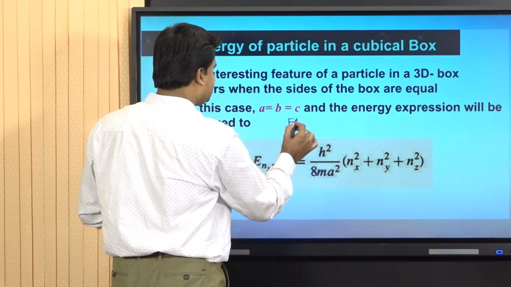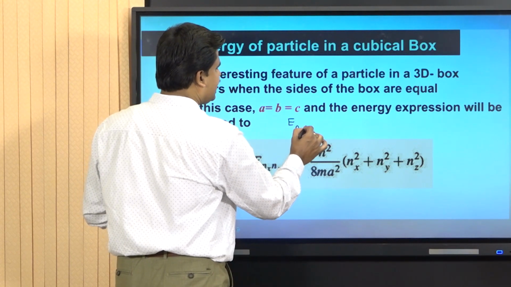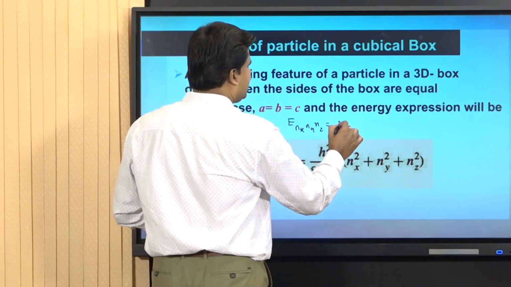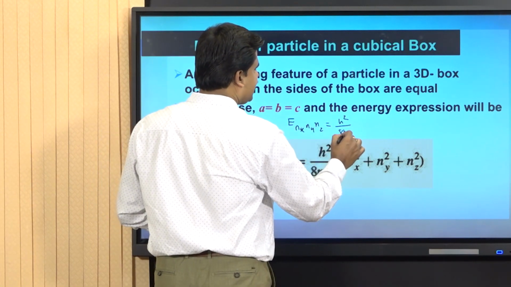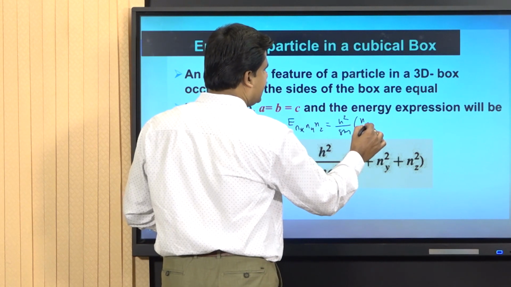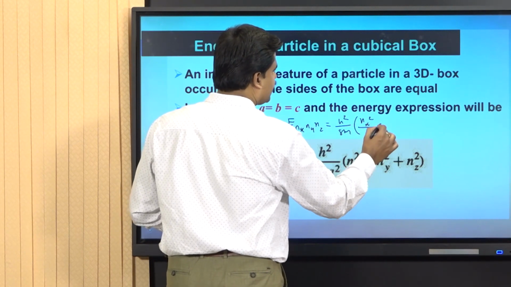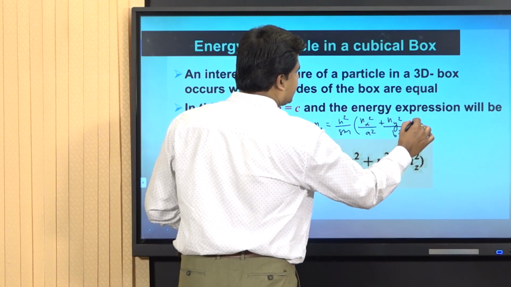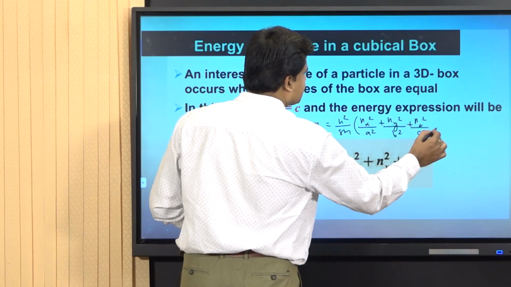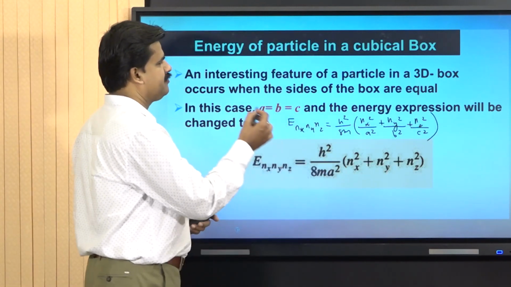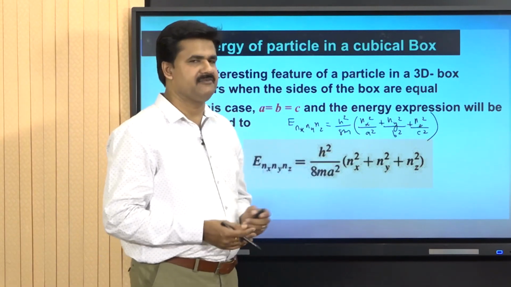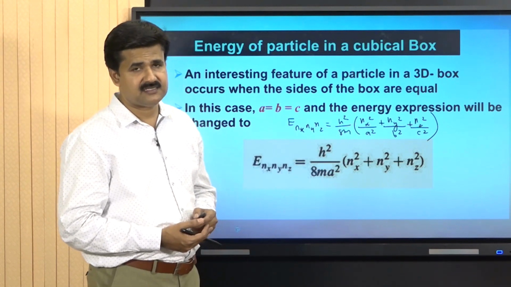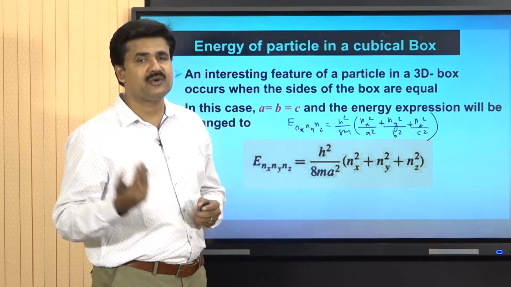We already learned the energy expression E(nx, ny, nz) equal to h square divided by 8m into nx square by a square plus ny square by b square plus nz square by c square. And here the edge lengths are different because our system here is a parallelepiped. That means a not equal to b not equal to c.